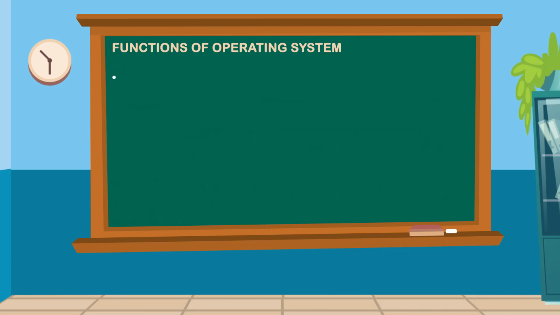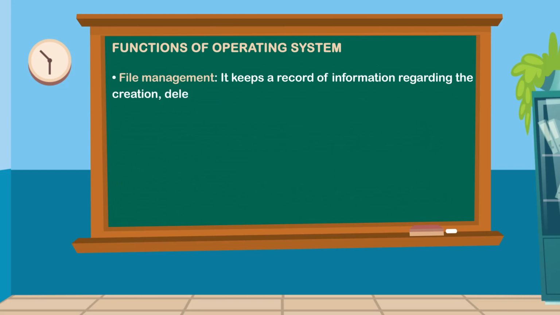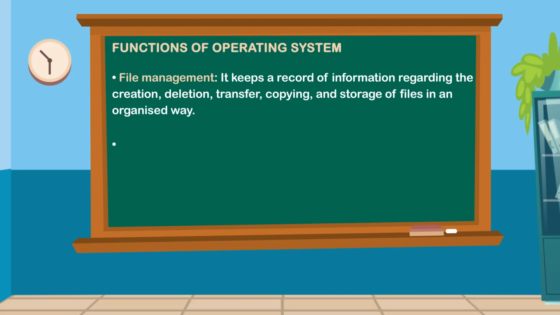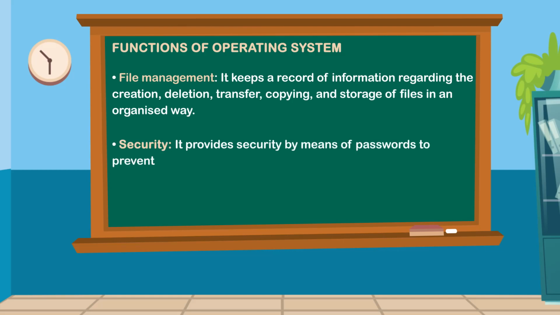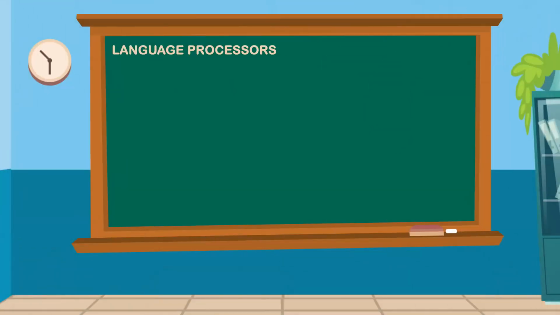Next is file management. It keeps a record of information regarding the creation, deletion, transfer, copying, and storage of files in an organized way. And lastly, security. It provides security by means of password to prevent unauthorized access to a computer or files stored on it. Let's move on to the second part of system softwares, which are language processors.